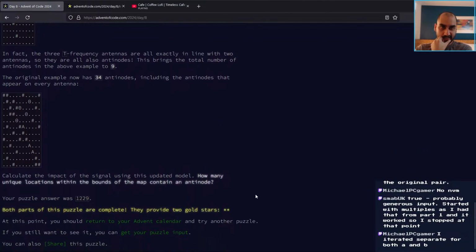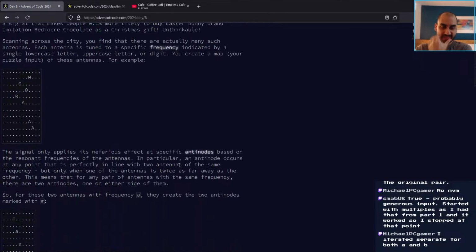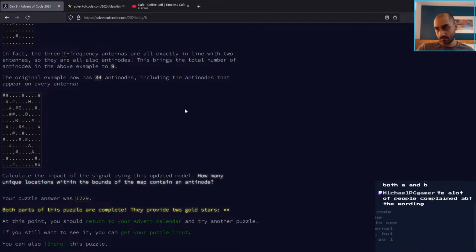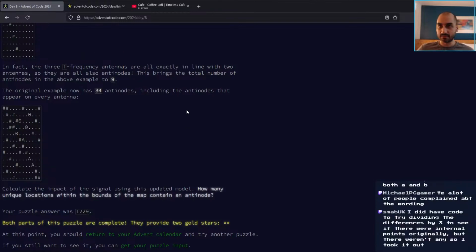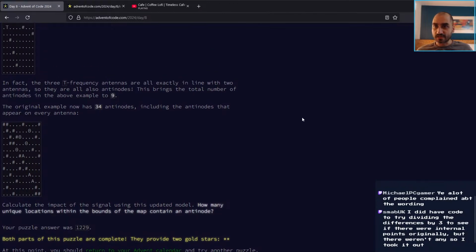Yeah, I'm not sure I like this description. I mean, there's nothing wrong in this description. So I have no valid complaint here. The way I've coded it matches the way other people have coded it if they've just gone with multiples of distance. It just means I had to do more work using the GCD to write. If I were going for the leaderboard, maybe I would be bothered by that, but then... whatever. I did have code to try dividing the differences by 3 to see if there were internal points originally, but there weren't any, so I took it out. Yeah.